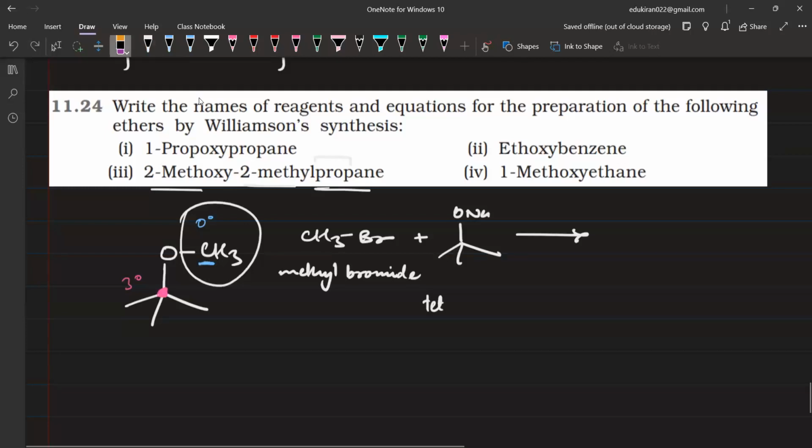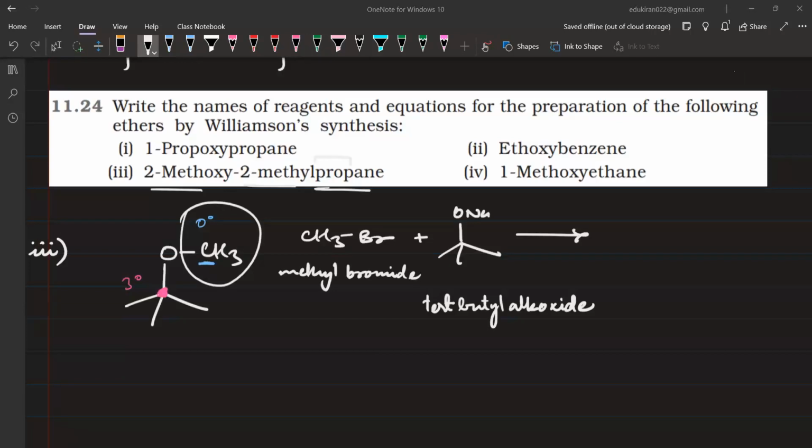ऐसे लिख लीजिए. TERT. Tert-butyl alkoxide कर लीजिए. ठीक है. So these are the two substrate and reagent that we are going to use. Make sense? Yes or no? कैसे करना समझ में आया? Yes, sir. डिग्री देख लीजिए बस. जो कम डिग्री का है वो haloalkane हो जाएगा. जो ज्यादा डिग्री का है वो क्या हो जाएगा? It will be alkoxide.